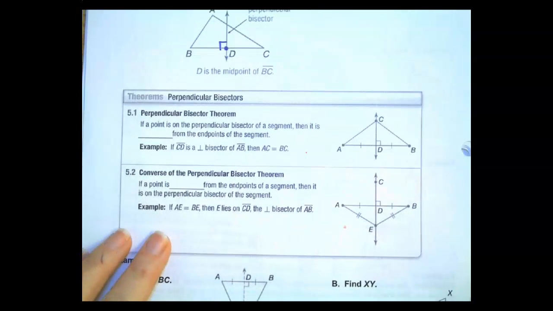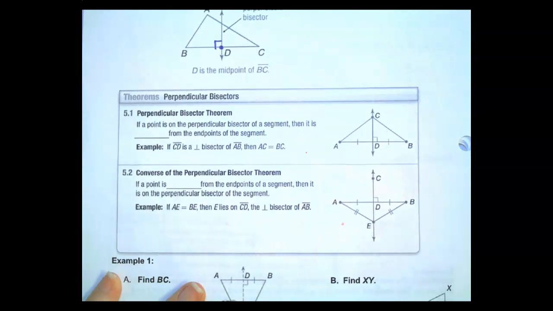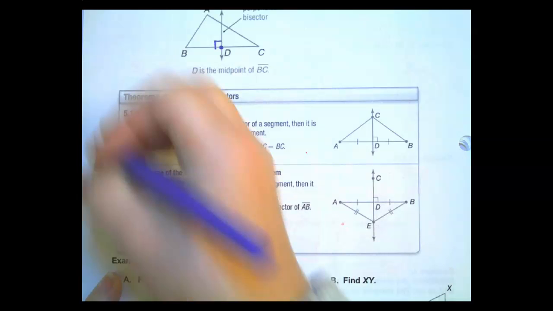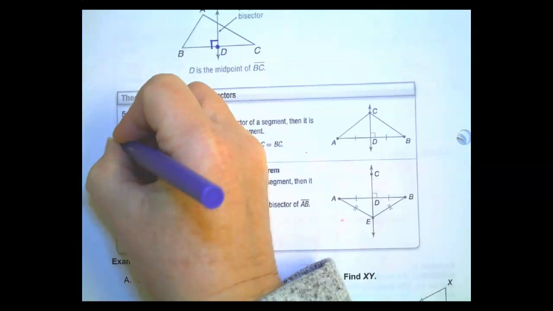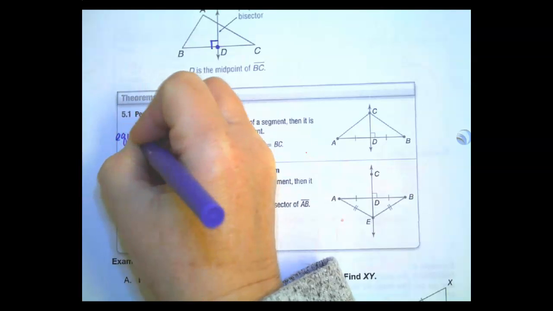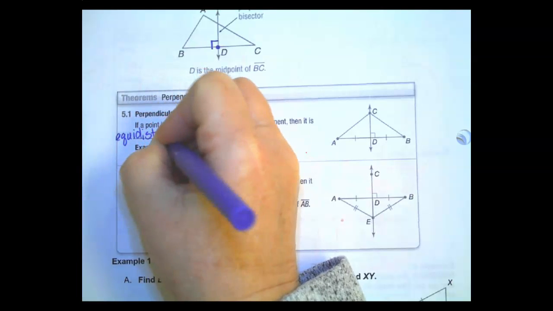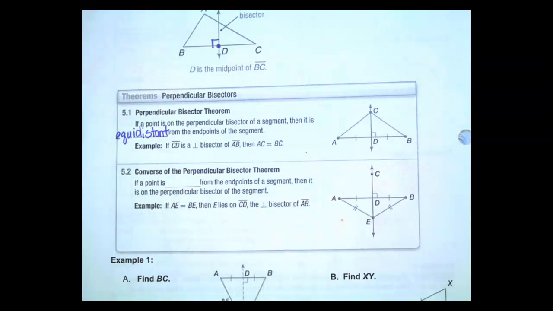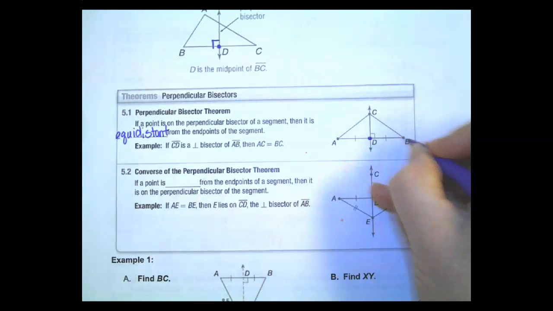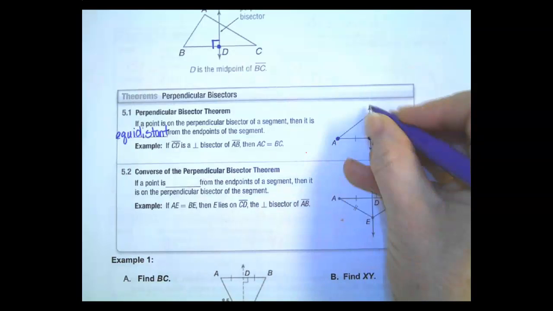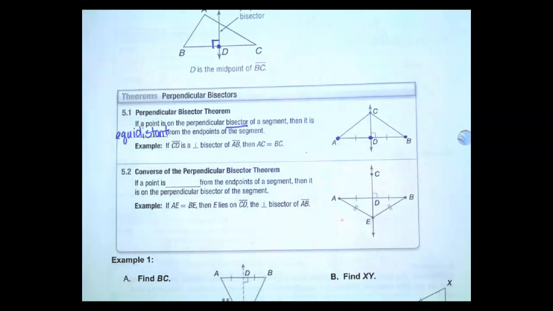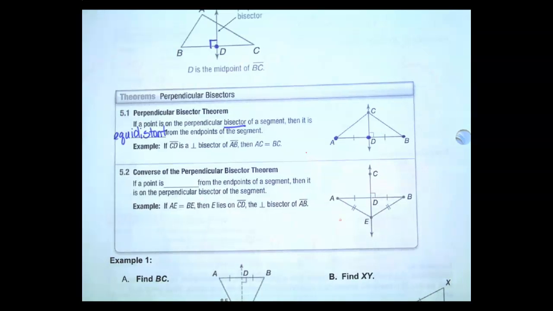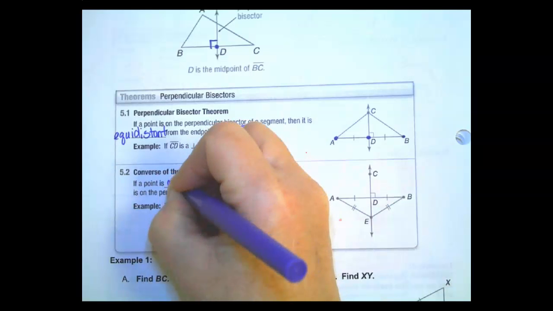All right, so perpendicular bisector. If we're trying to prove something, this is what we should know. If a point is on the perpendicular bisector of a segment, then it is equidistant from the endpoints. Equidistant. All right, which makes sense. So here's our point. That means from here to here is the same as from here to here because it's the bisector.